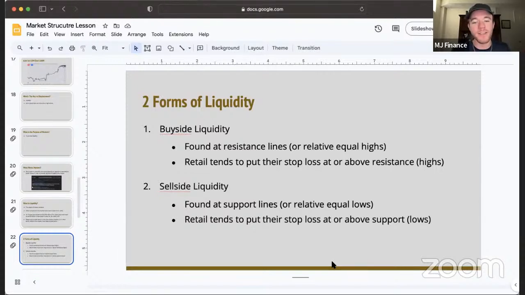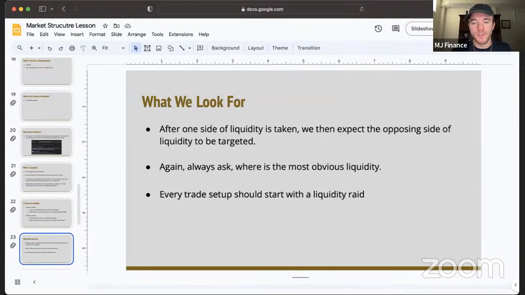Sell side liquidity, the opposite of buy side. This time, support lines, relative equal lows. Retail thinks that price cannot break below that. So that's where most of them put their stop loss. And price generally is going to break below that a lot before moving higher. So after one side of liquidity is taken, we're going to focus on going after the opposing liquidity. I'll show you what that means.